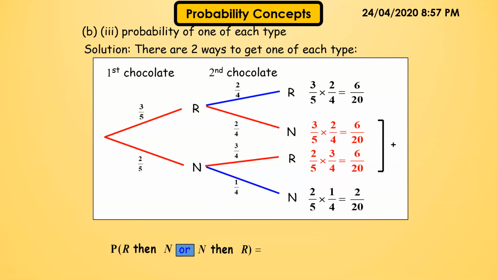So add them together. That's the equivalent of getting a probability of getting a raspberry, then a nougat, or a nougat, then a raspberry. Which we add together to get 12 out of 20, which simplifies to 3/5.